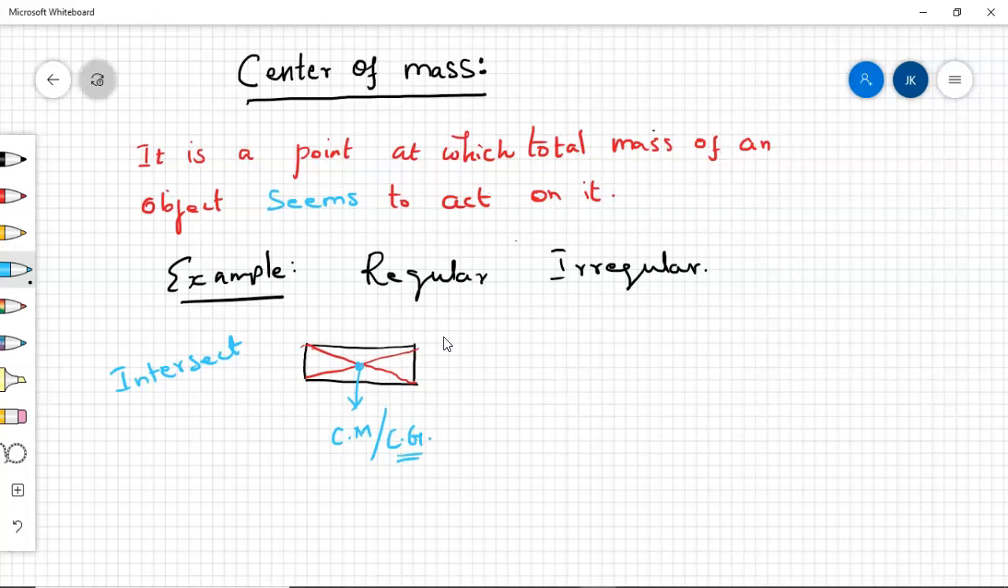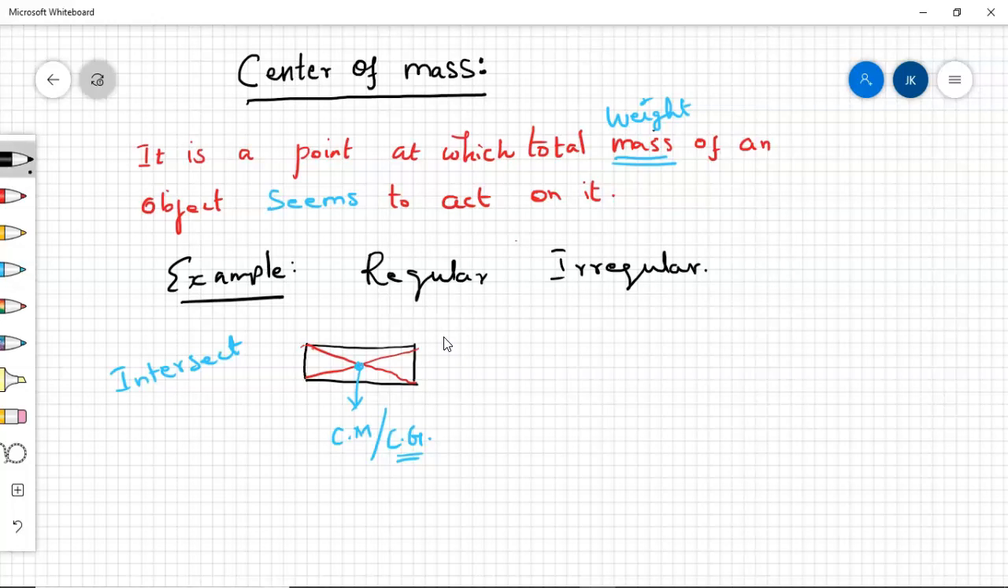What is center of gravity? You just have to replace the mass with weight. It is a point at which the total weight of an object seems to act. So it is the center of mass or center of gravity, the point.